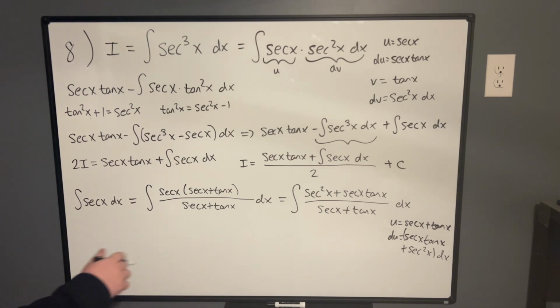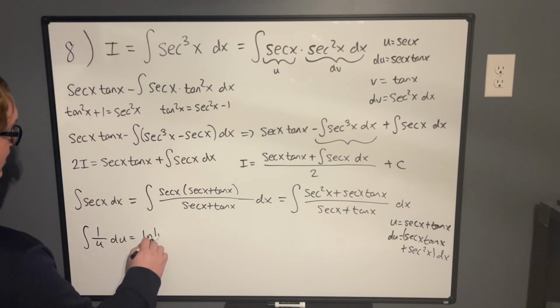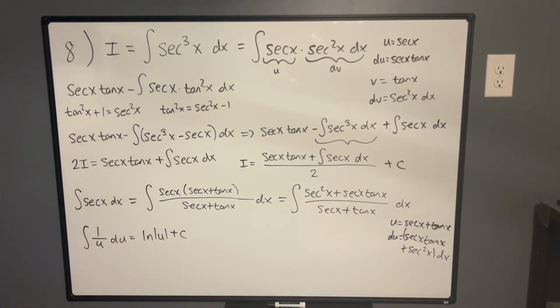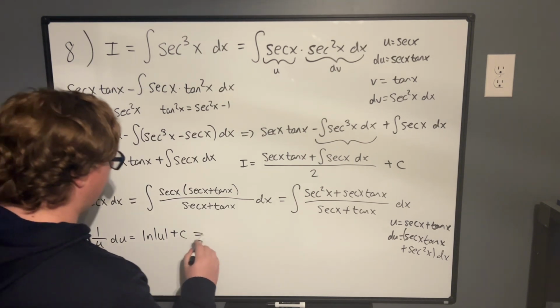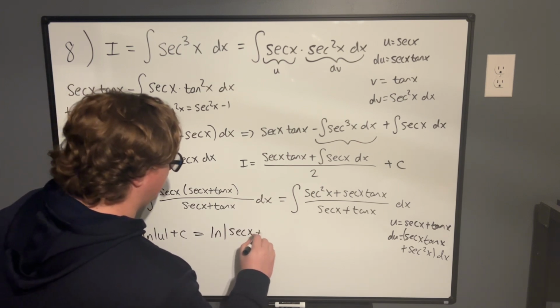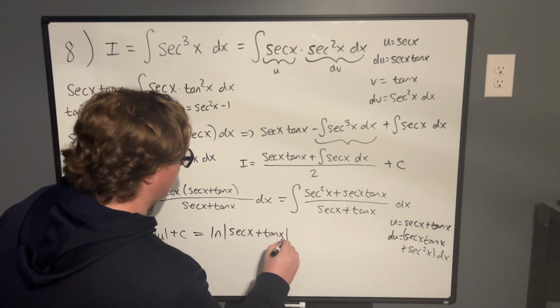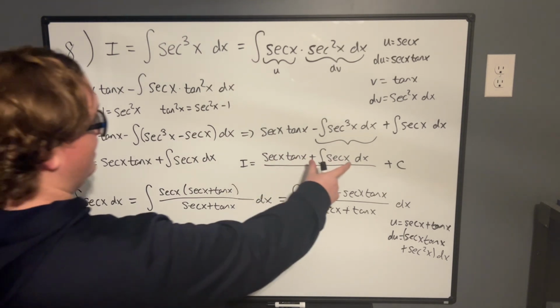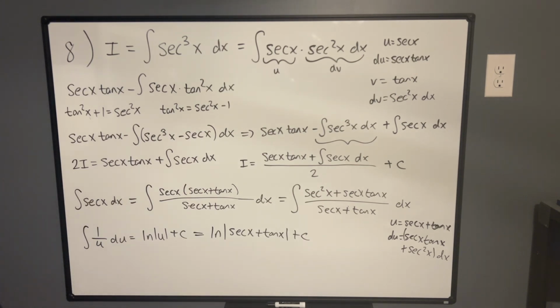But again, that is just the numerator and the dx. So when we change this into a u sub, we just have the integral of 1 over u du, which of course is the natural log of the absolute value of u plus c. And then we're going to plug our u back in. So we get natural log, the absolute value, secant x plus tan x plus c. The reason that I do that is because technically this is not a valid answer yet, because we still have an integral in the answer.